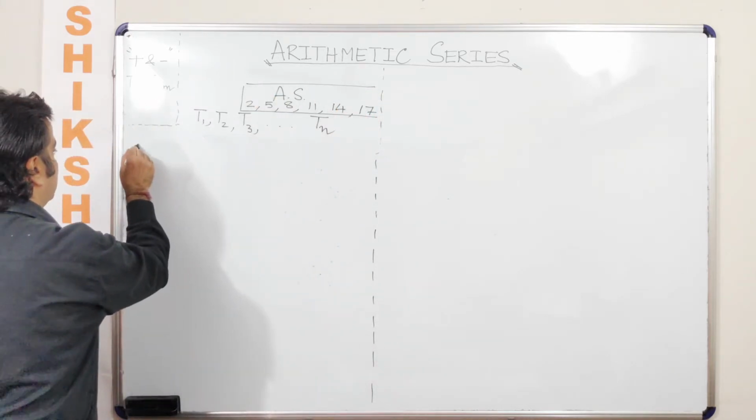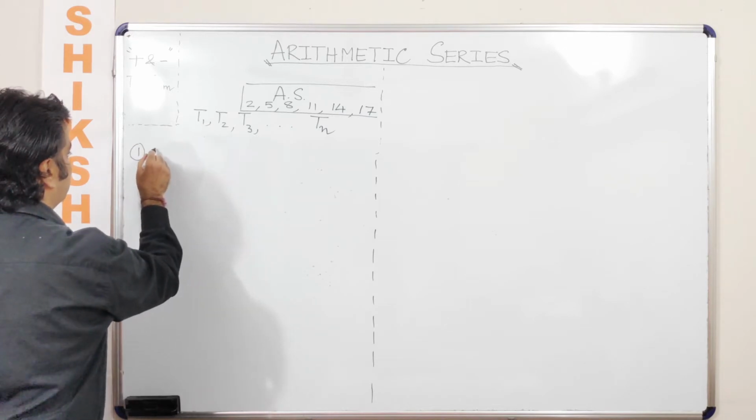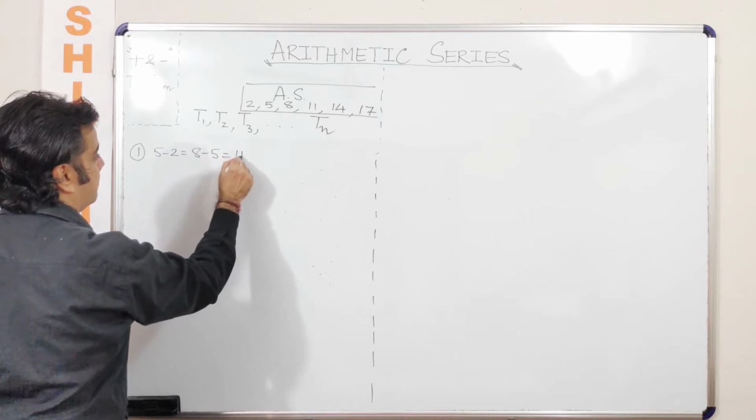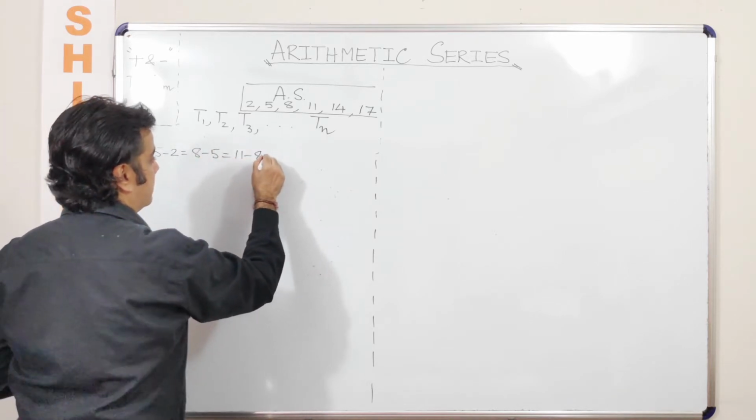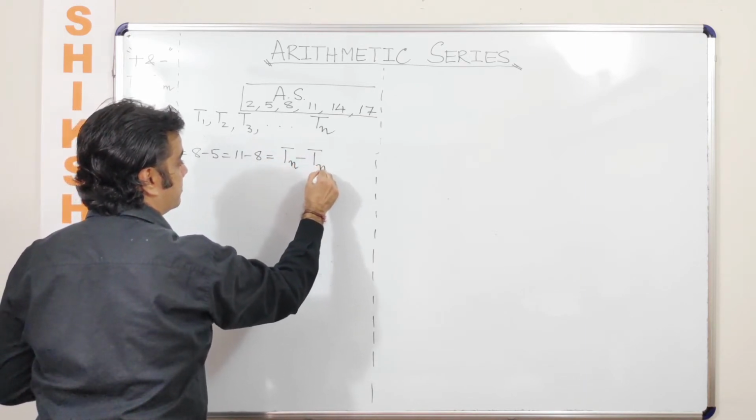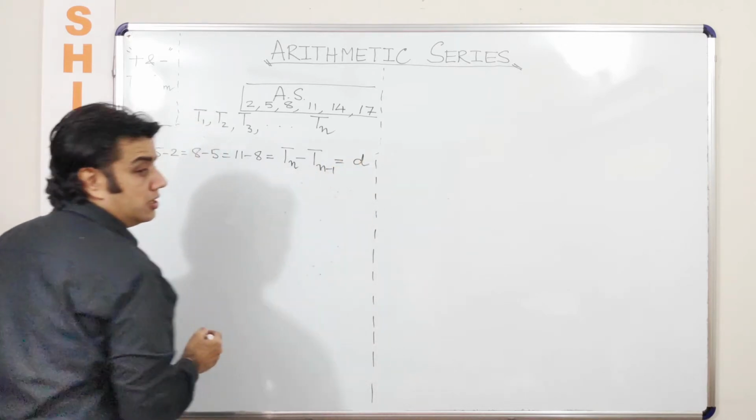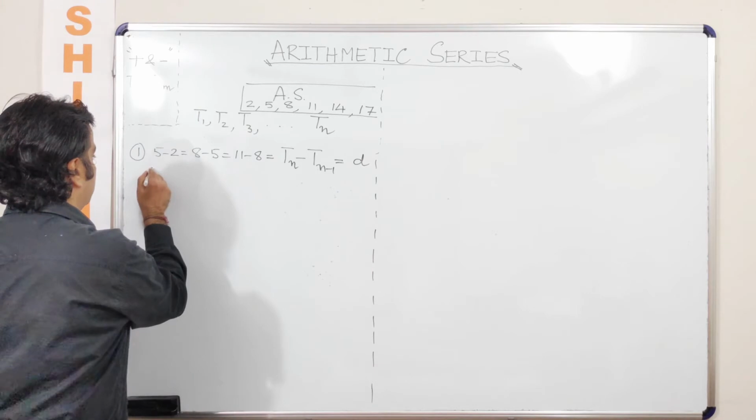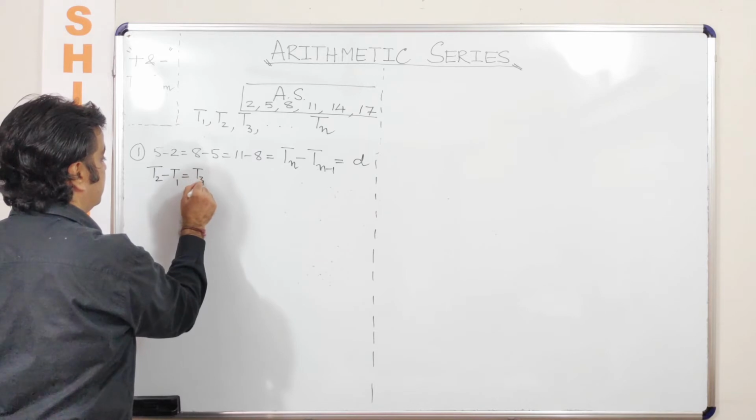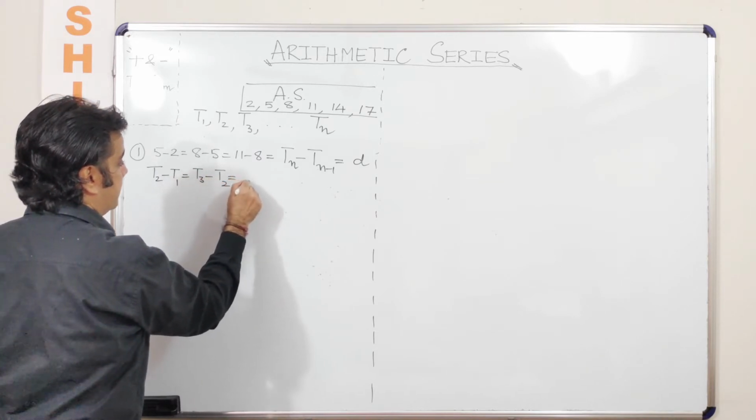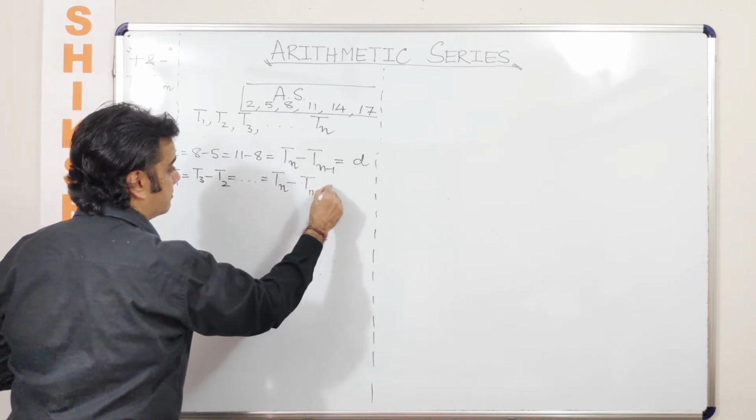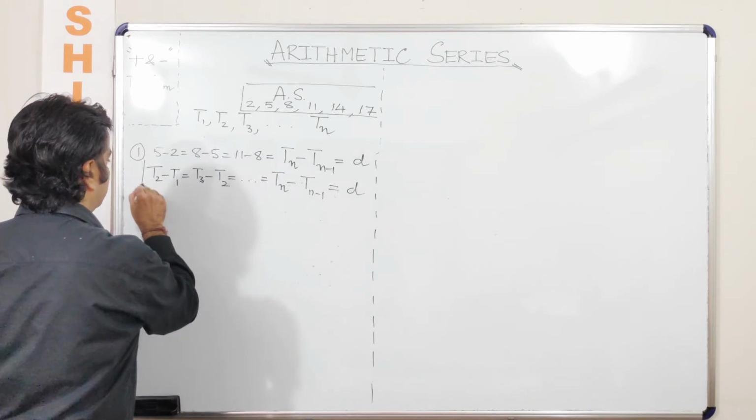So, the first property that I can talk about here is the common difference. So, can I say 5 minus 2 is equal to 8 minus 5 is equal to 11 minus 8, which is just like saying this is equal to the nth term minus the n minus 1th term, which is equal to the common difference. To put it into the right perspective now, so can I say the first property here is T2 minus T1 is the same as T3 minus T2 is the same as the nth term, which is the last term, minus the last but one term, and this is equal to the common difference.